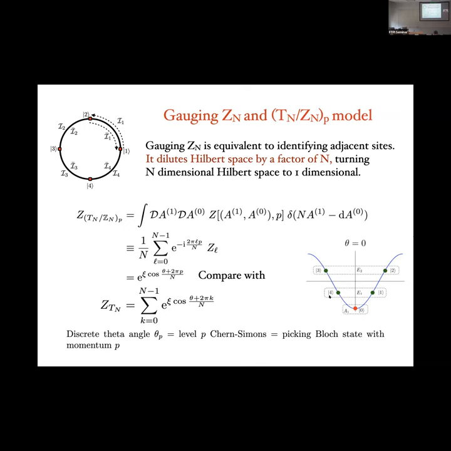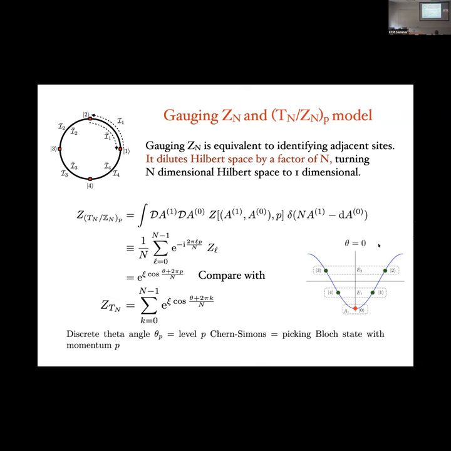So gauging in some sense is not changing anything in the local dynamics. It's all the same story. However, we are reducing the dimension of the Hilbert space somehow here, instead of n states contributing, just one state contributing in this example.